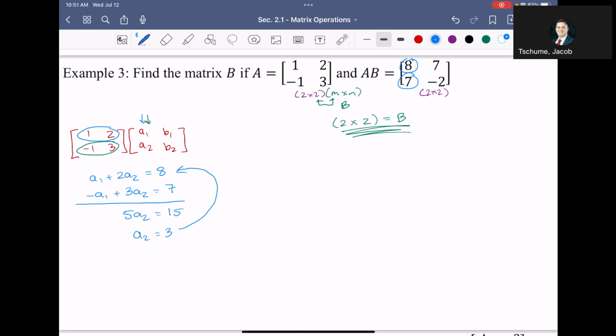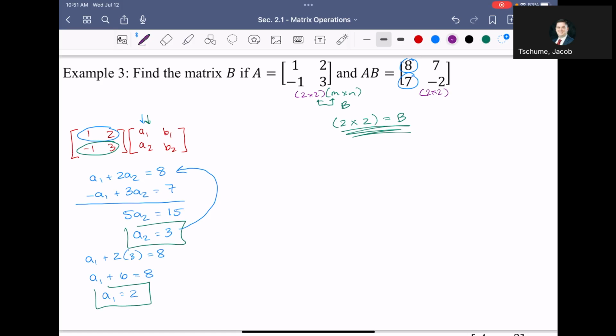And if you plug A sub 2 equals 3 back into either equation, I'll just pick the first one, you will get A1 plus 2 times 3 is 8. A sub 1 plus 6 is 8. And you can see that A sub 1 is going to be 2. And so you have just found the A1 and A2 that make up your matrix B. So that's how you can find the first column pretty quickly. The problem is that now you have to repeat the process to help you find the B elements here.